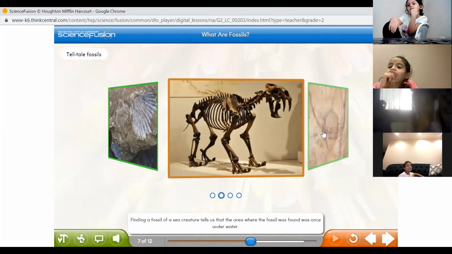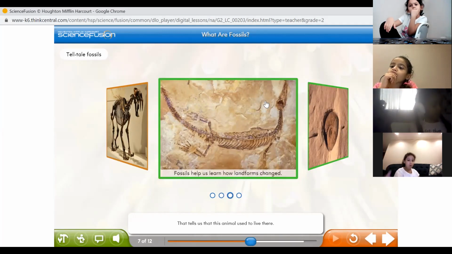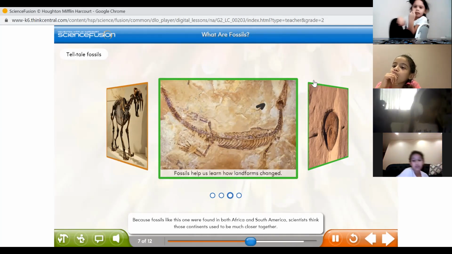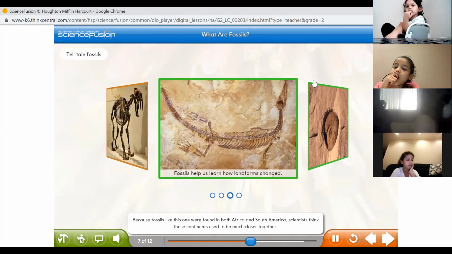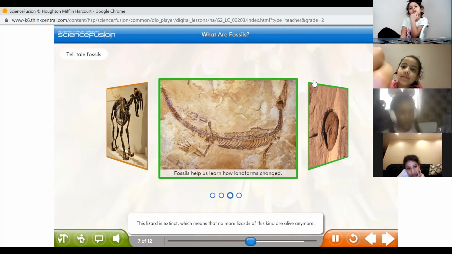Now look at this. In California, scientists have found fossils of a large cat related to tigers. That tells us that this animal used to live there. Fossils of this lizard help us understand how landforms on Earth might have moved over time. Because fossils like this one were found in both Africa and South America, scientists think those continents used to be much closer together. This lizard is extinct, which means that no more lizards of this kind are alive anymore.